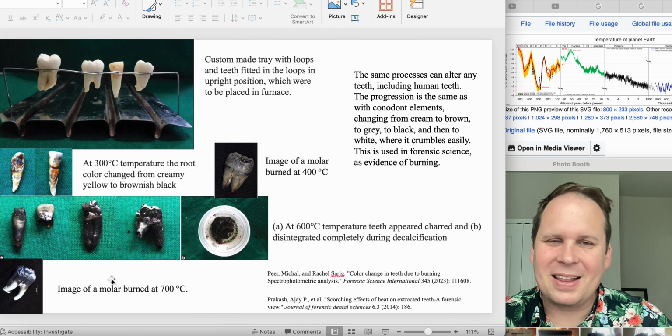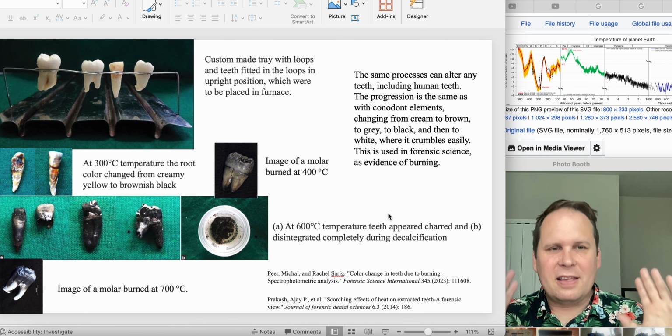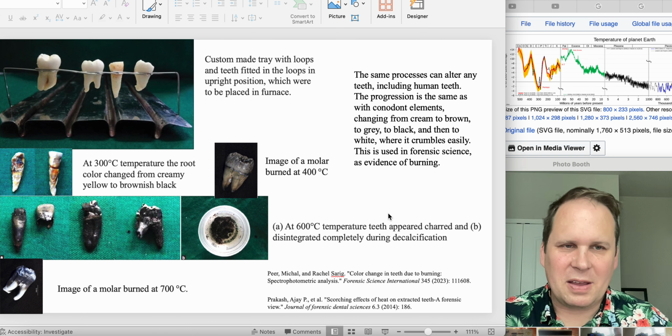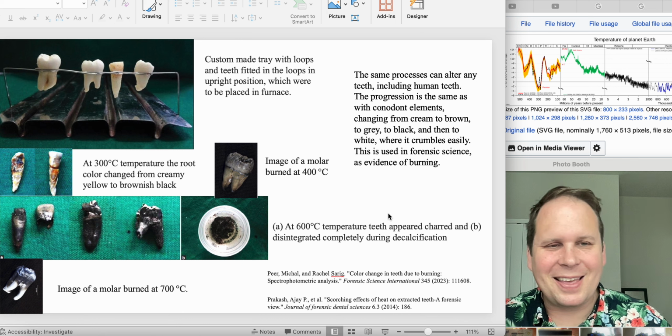Yeah, we can simulate the same things. So I think that is a good overview of paleotemperature. I hope that's been helpful, and thank you very much.